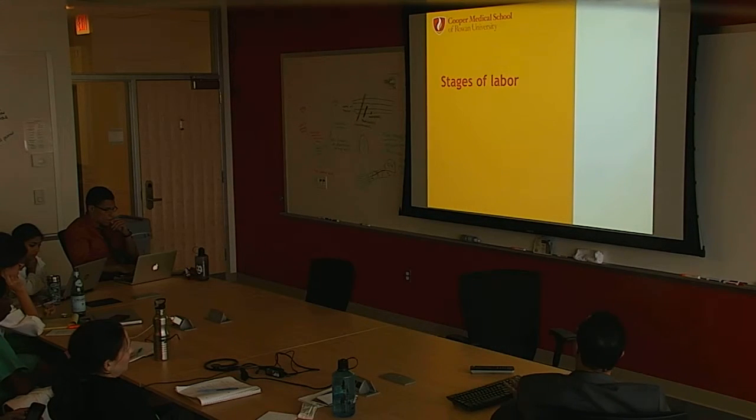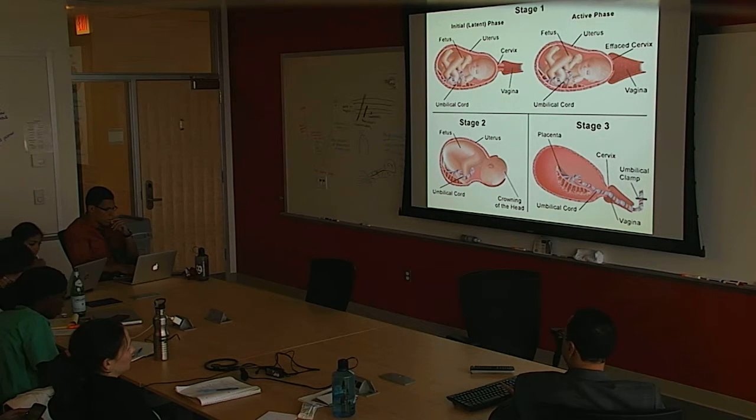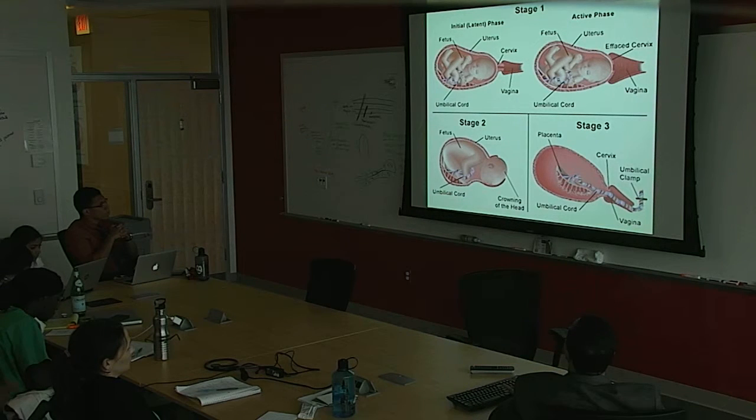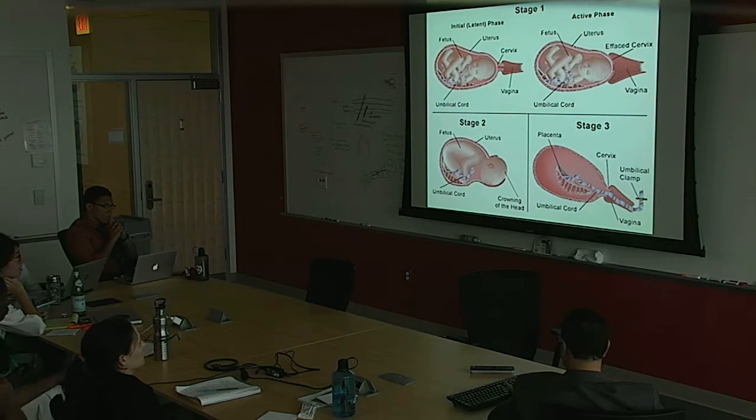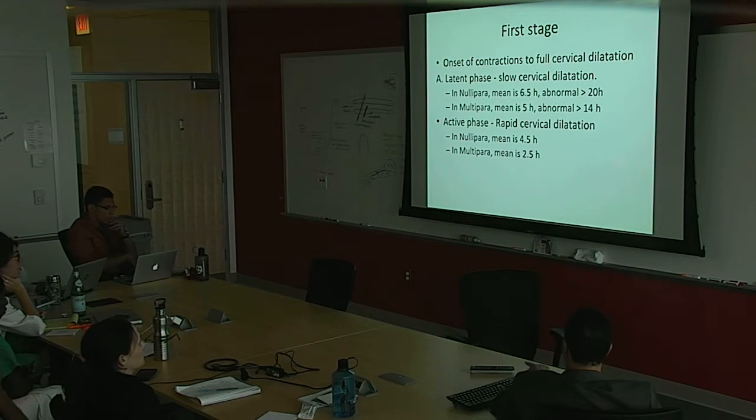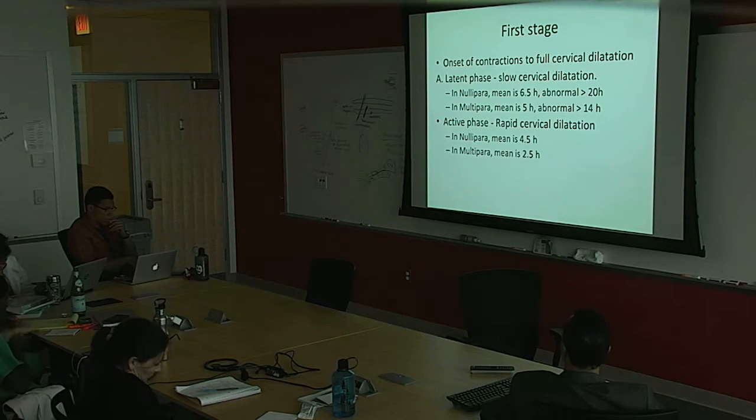So stages of labor, very important. Stage 1 starts with the onset of the contractions and ends with full dilatation. Okay? Then stage 2 starts from full dilatation until delivery of the baby. Stage 3 is from delivery of the baby to delivery of the placenta. First stage starts from onset of contractions to full cervical dilatation.